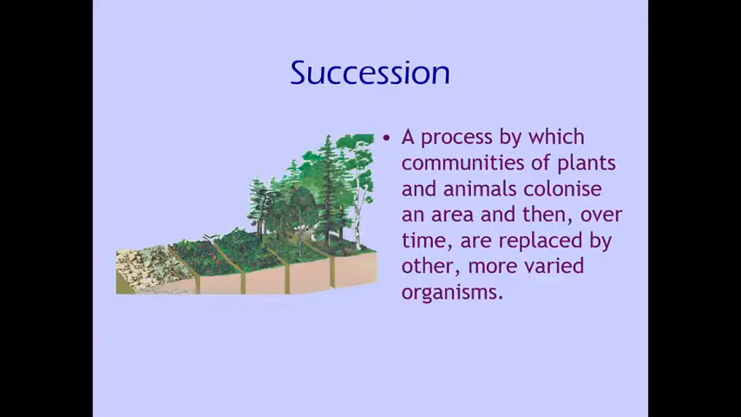As I said before, succession is a process by which communities of plants and animals colonize an area and then, over time, are replaced by other kinds or species of organisms. So here we have no organisms, or just the pioneer ones, and then with the passing of time the species become more evolved, with higher plants and animals.